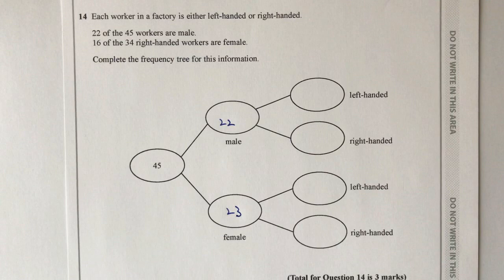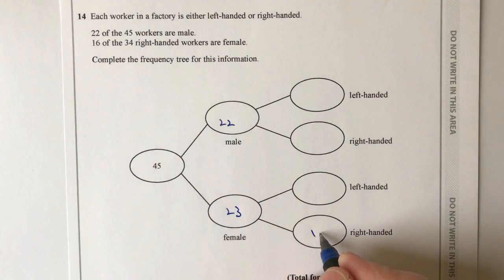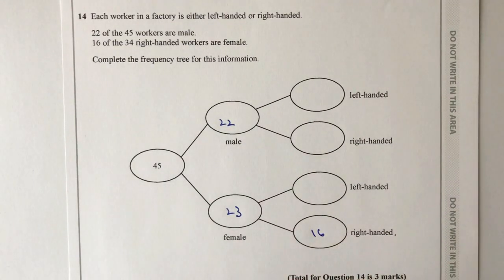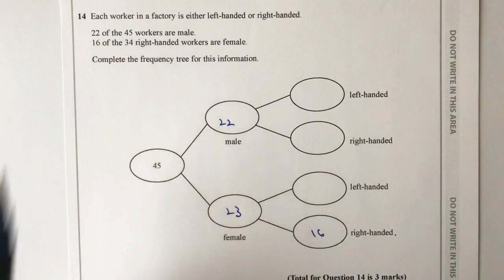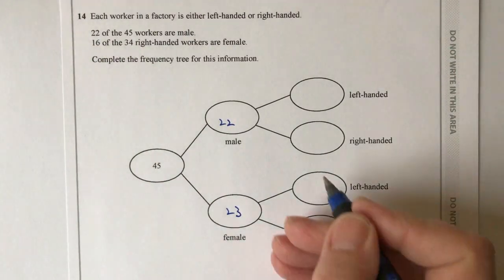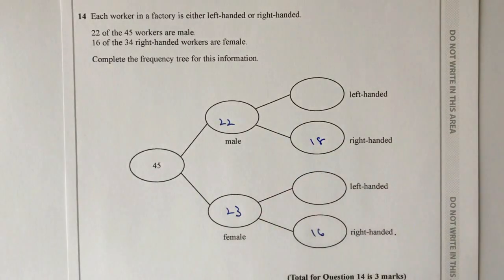Okay, then it says 16 of the 34 right-handed workers are female? Okay, 16. So what that means is 16 of them are right-handed and they're female. In that case, there must be 18 males that are right-handed, because there's 34 altogether, 16 of them are female, so therefore there must be 18 that are actually right-handed.